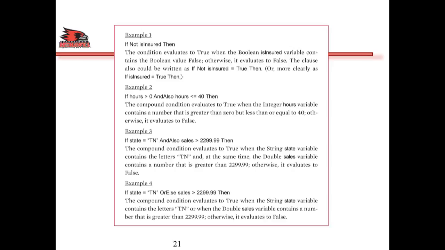Example 2, if hours is greater than 0 and hours is less than 40, so if hours is above 0 but less than or equal to 40, then it's true. And similarly for the rest of the examples.